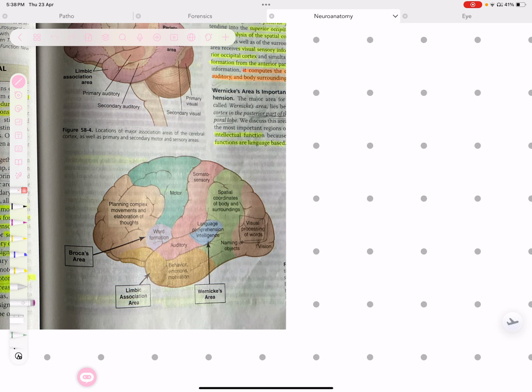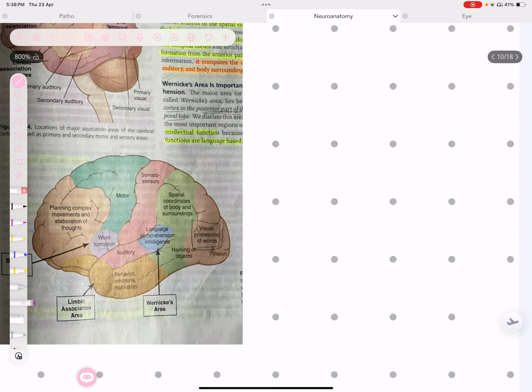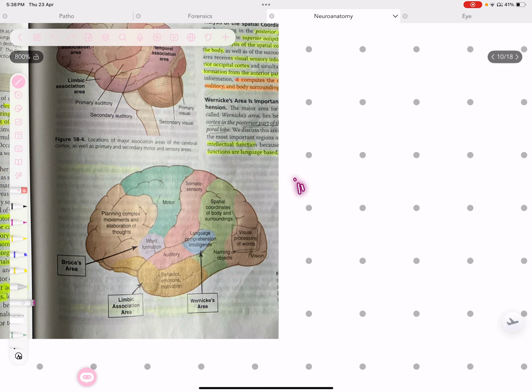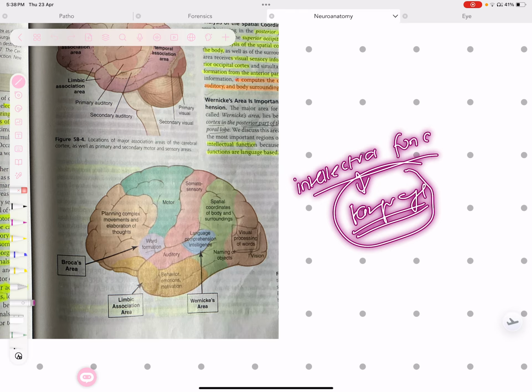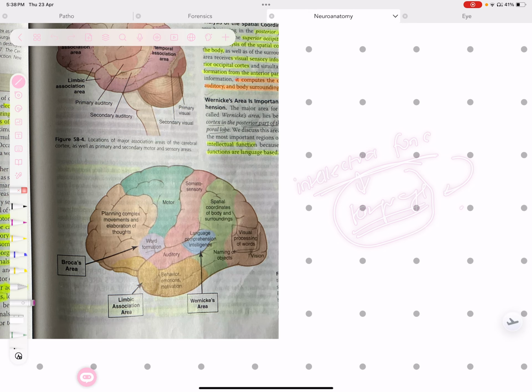Most of the intellectual functions are language based. Now, what does this line mean? That most of the intellectual functions are language based. Now, you need to figure this out and write that down in the comment section. What does that mean?